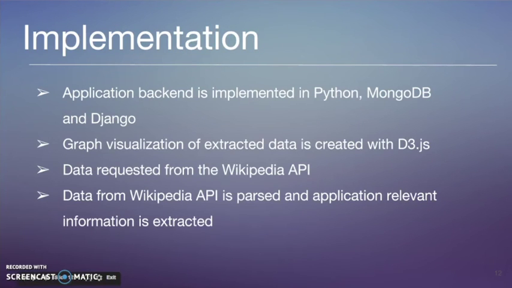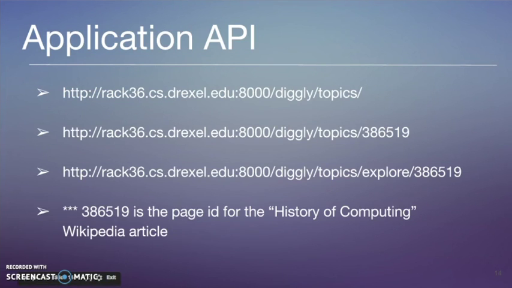Python implementation overview. The backend is implemented in Python, MongoDB, and Django, whereas the front end is done with the D3 graph visualization library for JavaScript. Finally, the data is requested from the Wikipedia public API, and when it's requested, it's parsed, and then application-relevant information is extracted and sent to the visualization library. Diggly is still in the development phase and will be completed in May 2016.